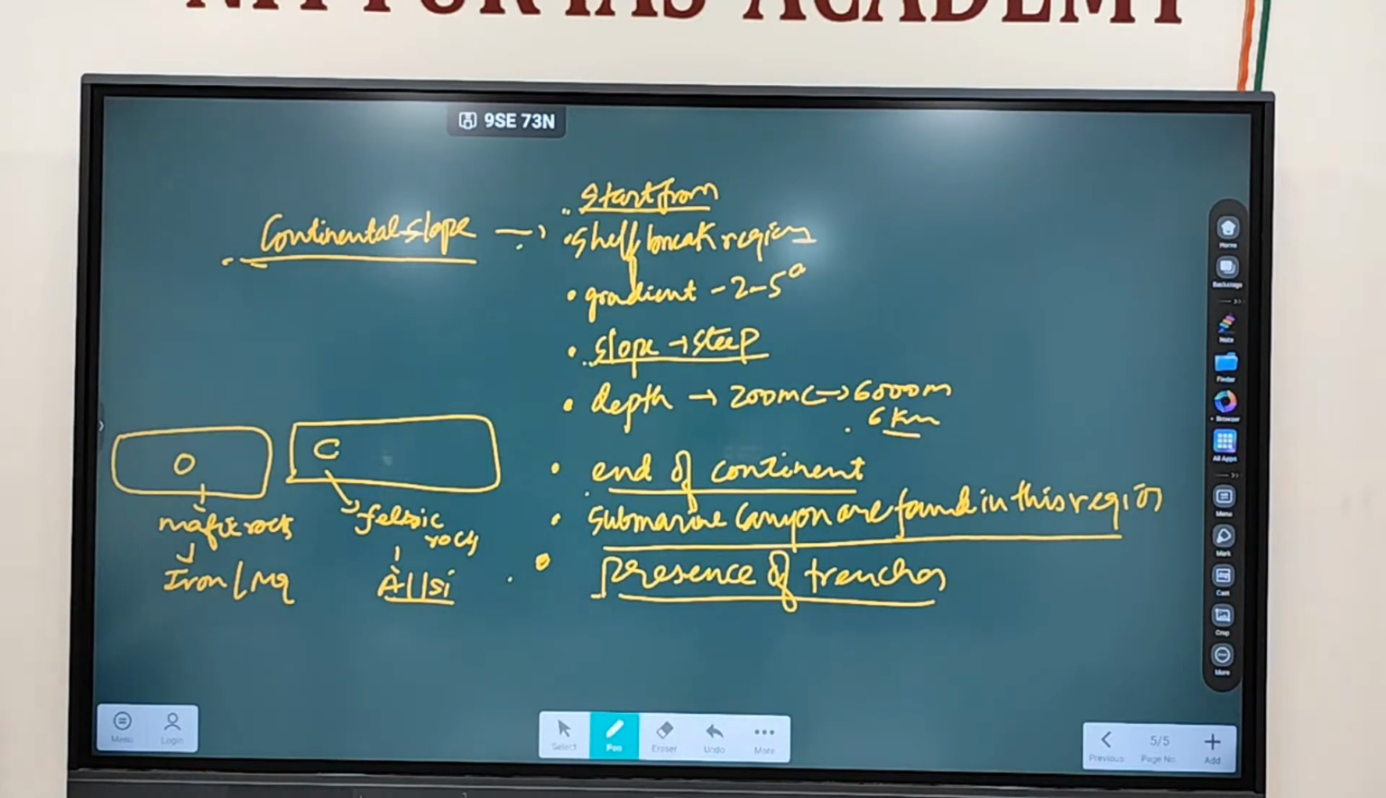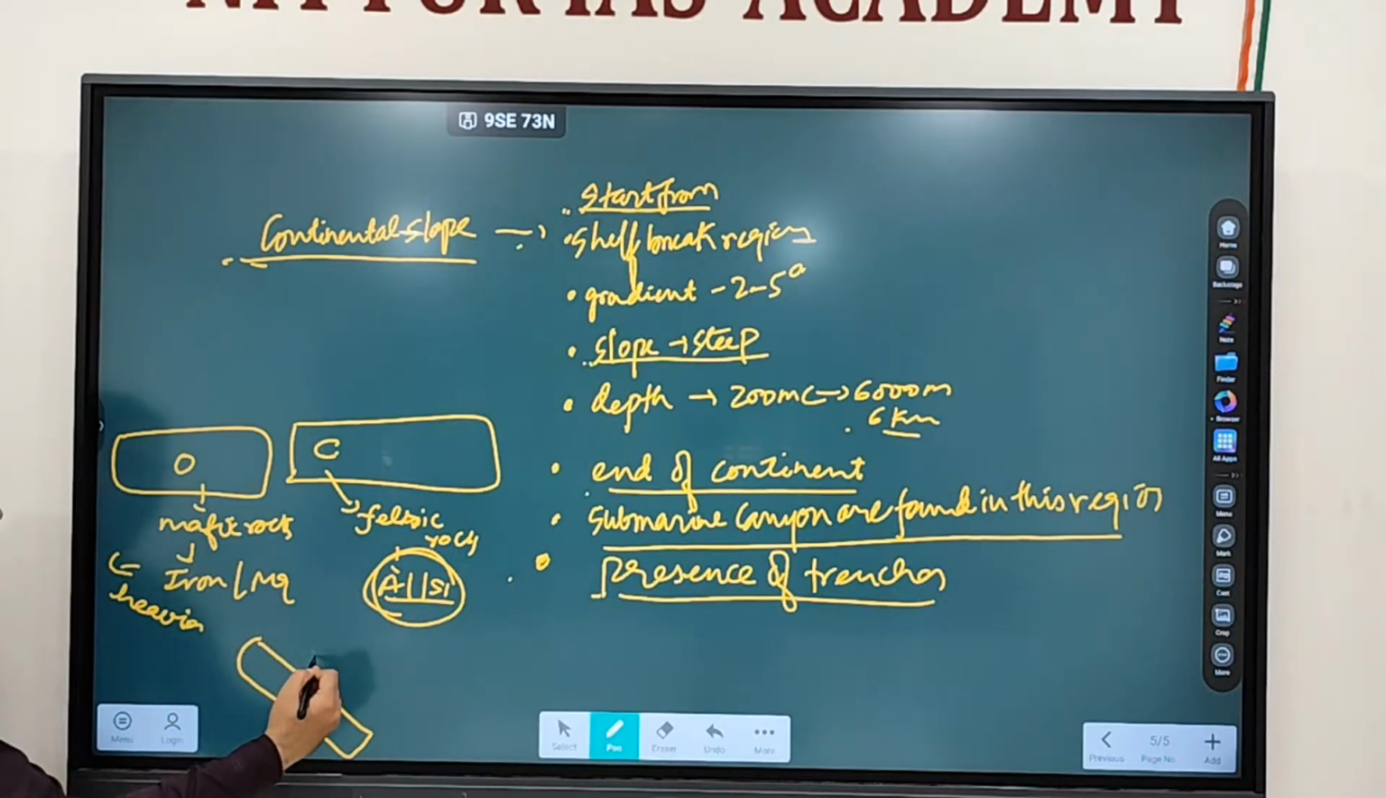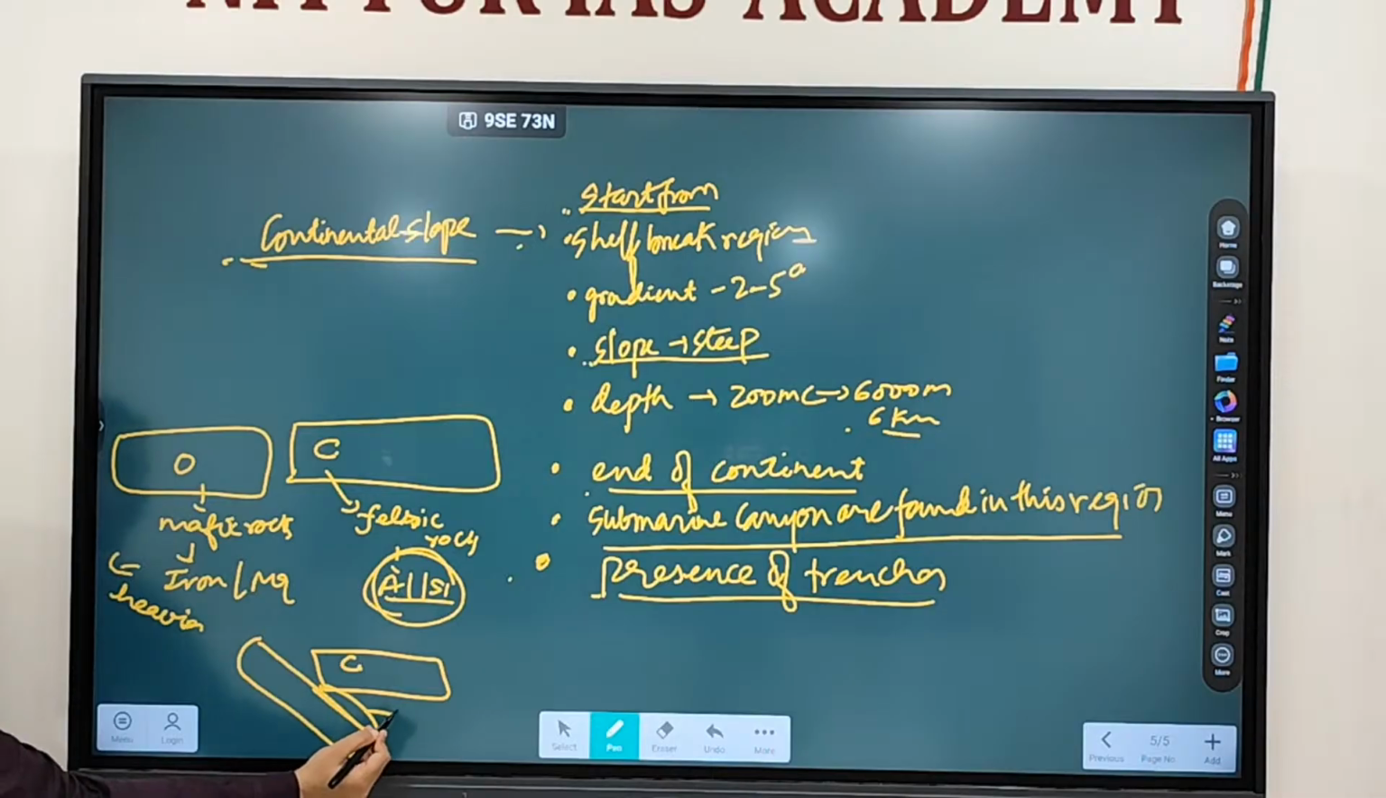We discussed in the periodic table, you remember aluminum, silicon comes earlier than iron, magnesium. These are heavier. So heavier means what? The oceanic plate will subduct below the continental plate. So this is the continental plate, this is the oceanic plate. So what is formed over here? Trenches are being formed over here.